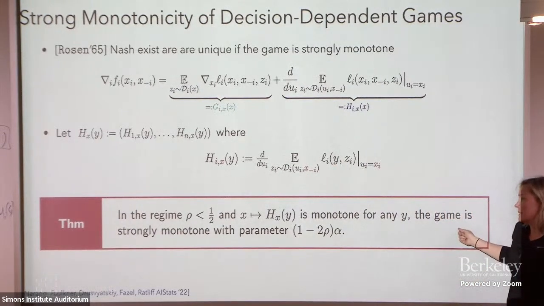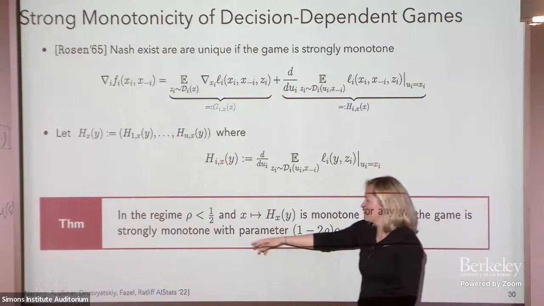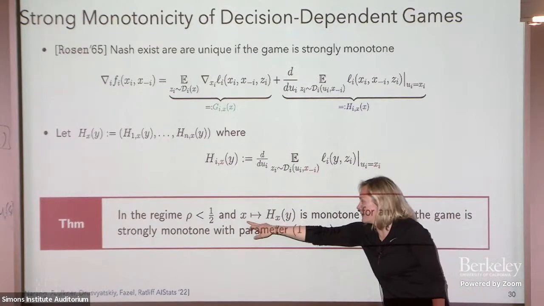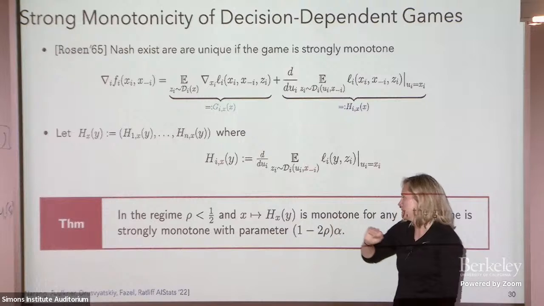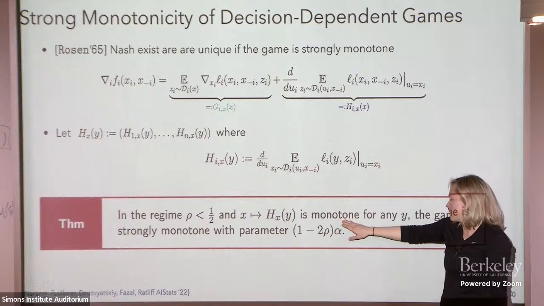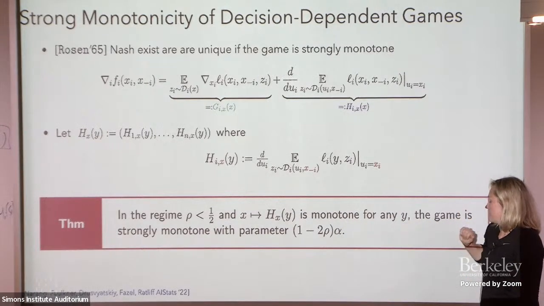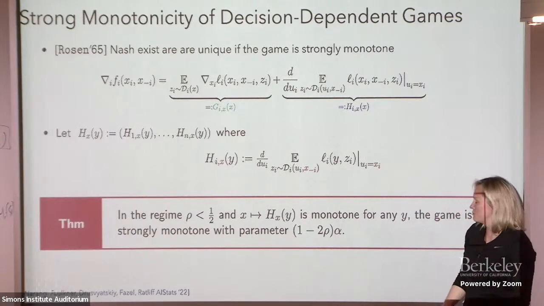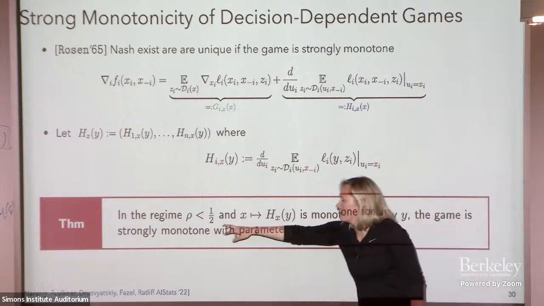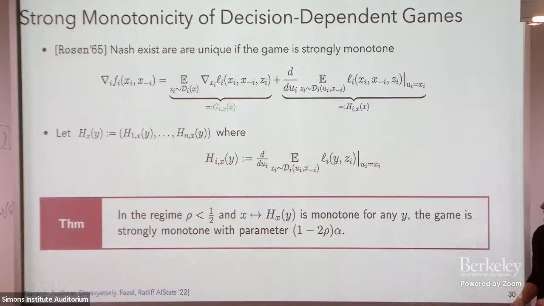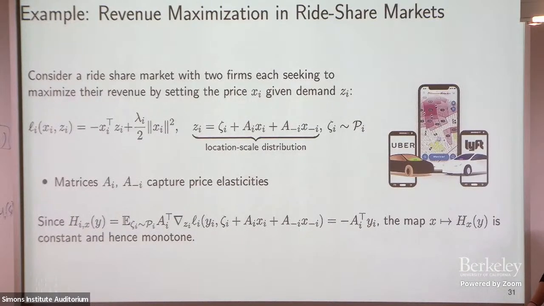And so what we can show is that in the regime where rho is less than a half, same rho from before, as long as this mapping from x to h_{x,y} is monotone, it doesn't need to be strongly monotone, just monotone for any fixed y, then the game will be strongly monotone and the parameter will be 1 minus 2 rho alpha. That's why we need rho to be less than a half for this game to have a Nash equilibrium and for it to be unique. Okay. So I'll just give an example.